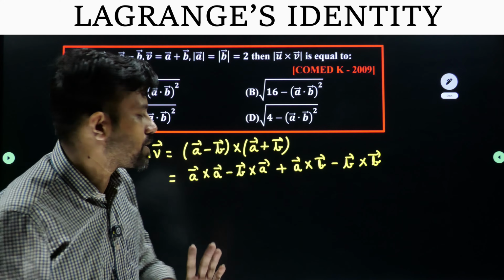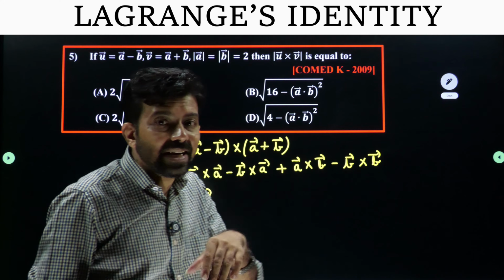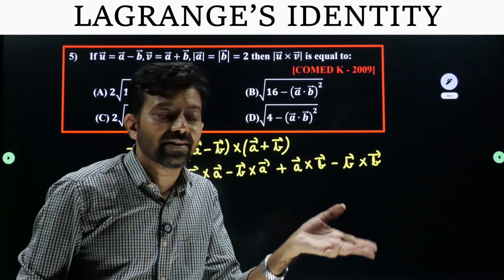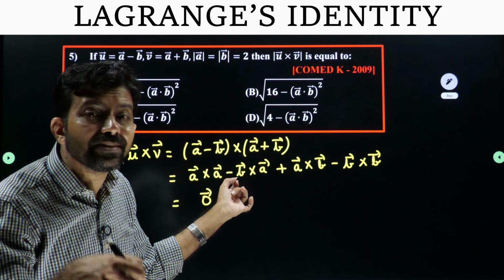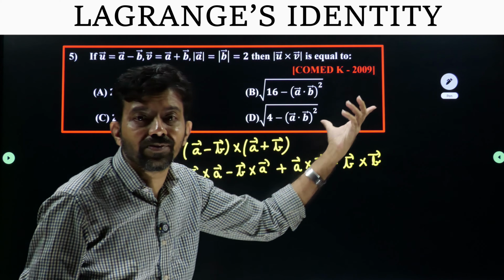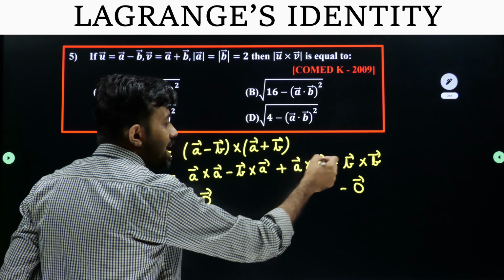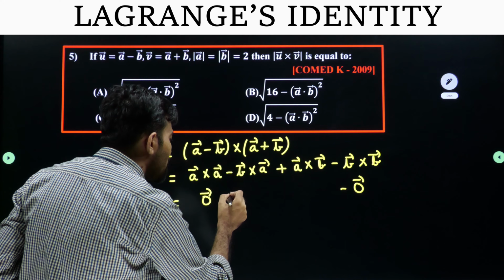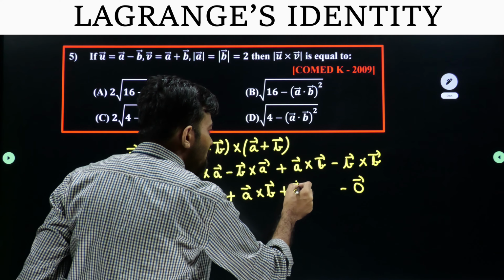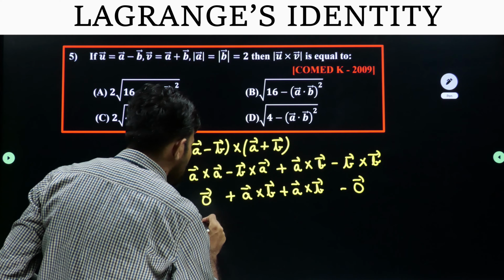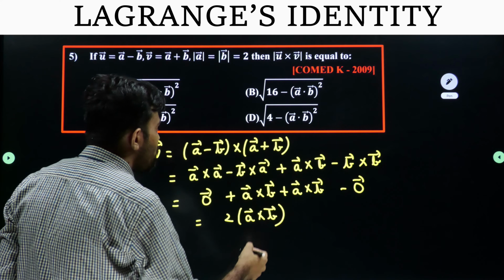A cross A is a zero vector. Angle between the same vectors is 0. Cross product means sine component, and sin 0 is 0. Here B cross B is also a zero vector, because the angle between vector B and vector B is 0. And minus B cross A is plus A cross B because of the anti-commutative property of the vector cross product. A cross B plus A cross B becomes 2 times A cross B. So we got the simplified form of U cross V.